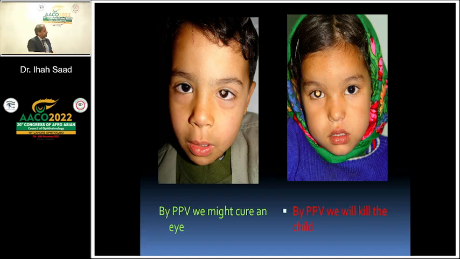This gentleman had a form of persistent fetal vasculature or anything that is repairable. So we have to make a distinction if we'd like to do a vitrectomy for this guy, and to differentiate from retinoblastoma for the other patient as well.